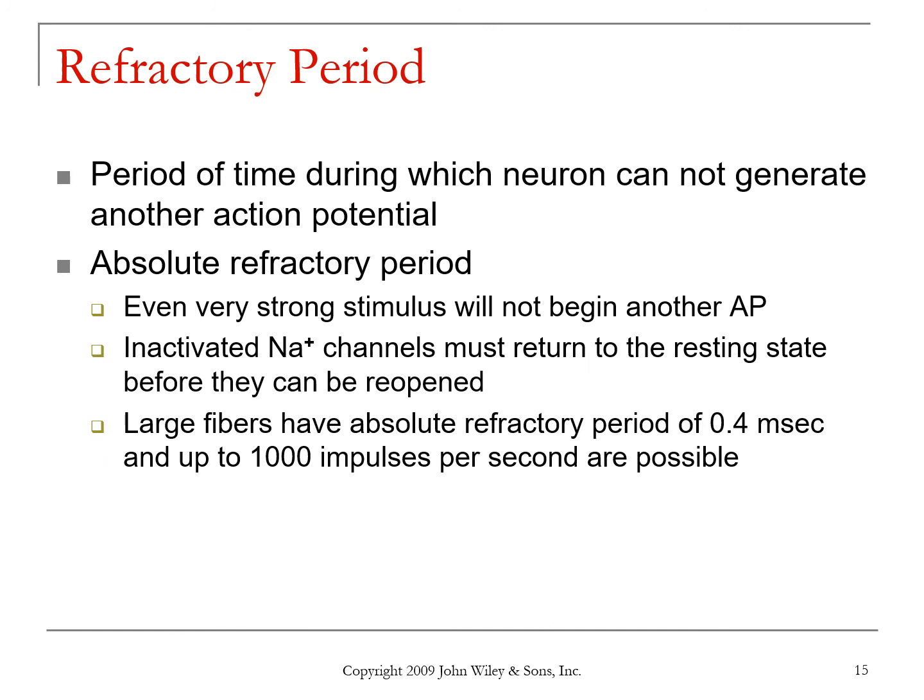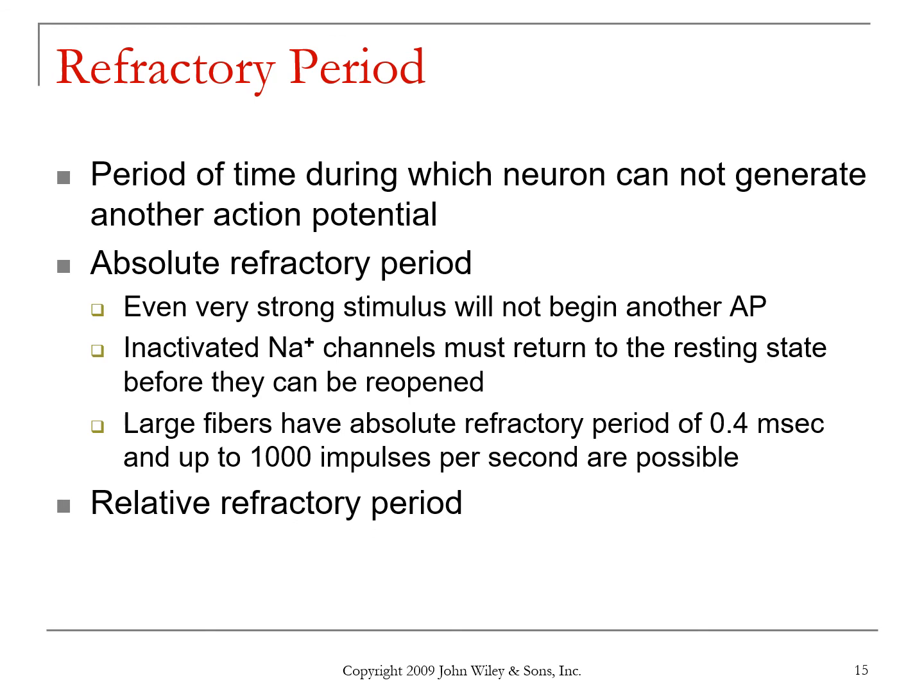Now, large diameter axons have absolute refractory periods of a whopping 0.4 milliseconds and therefore can experience a new action potential in a short period of time, leading to about 1,000 impulses per second. That is phenomenal. But that's the rate at which your nervous system communicates.